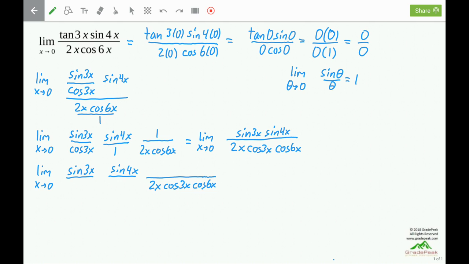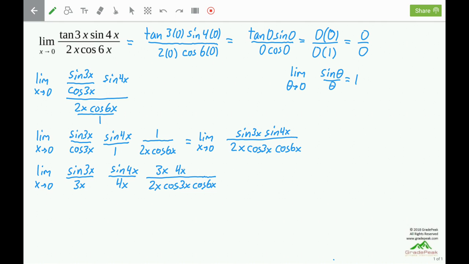Now what we need to do with the sines is match their phase in the other position. We have a sine phase of 3x in the numerator. We need a 3x in the denominator, and then we will compensate this by putting a 3x in the numerator of the other fraction. And then we have a sine of phase 4x in the numerator. We need a 4x in the denominator. Again, compensate by putting a 4x in the numerator of the other fraction.